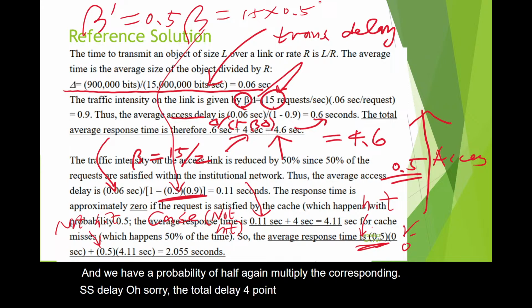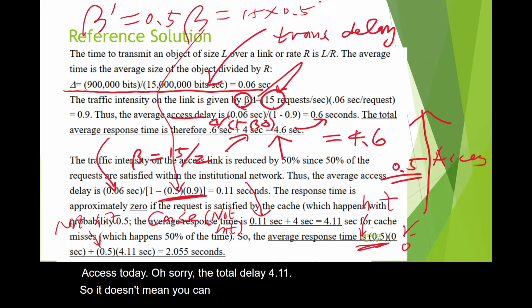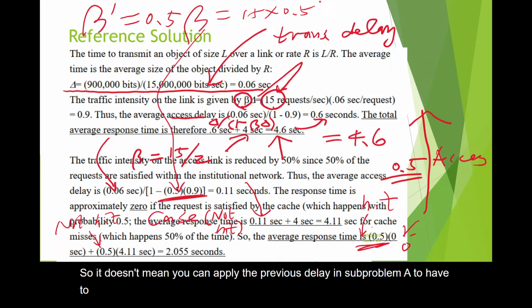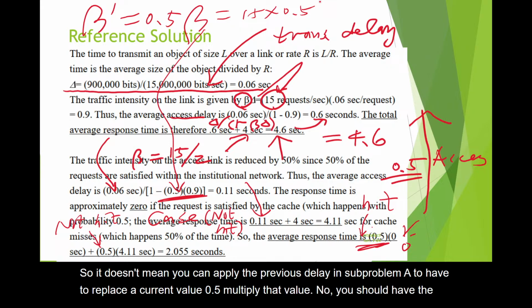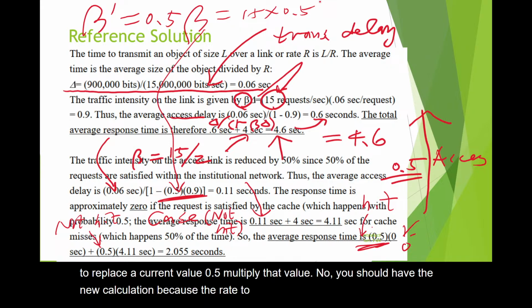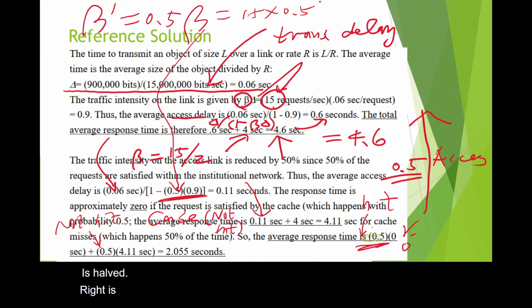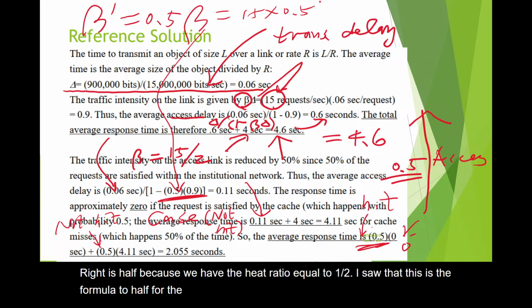the total delay 4.11. Well, it doesn't mean you can apply the previous delay in subproblem A to replace the current value 0.5 multiply that value. No, you should have the new calculation because the rate of access is halved, right? It's halved because we have the hit ratio equal to a half. And so this is the formula for the calculation. And in this calculation, we use the expected value, or the expectation, right?